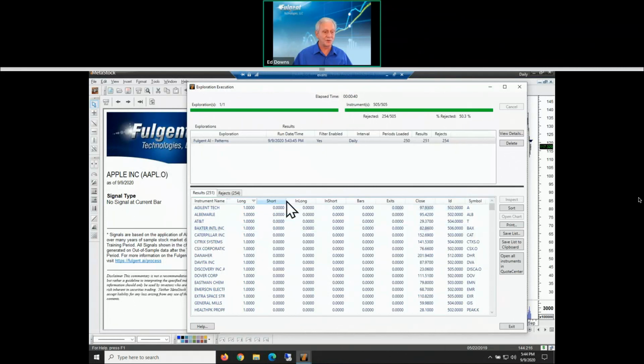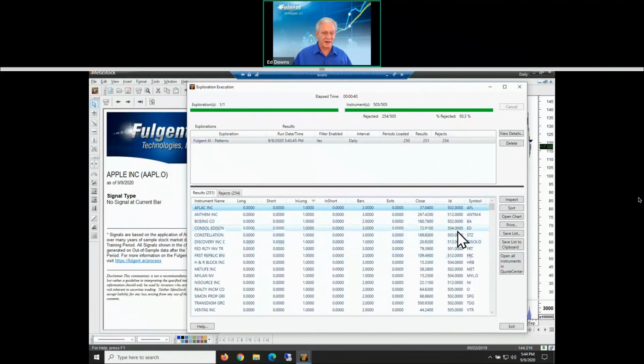So you've got long, you've got short, then there's the in long and the in short. This is really important. I was talking about, something fires, it may take a couple days for that stock to take off from that pattern. So here it says this is on AFLAC. It's in long for 2 bars. So that signal fired 2 bars ago. And so again, I could double click it and get to that chart.